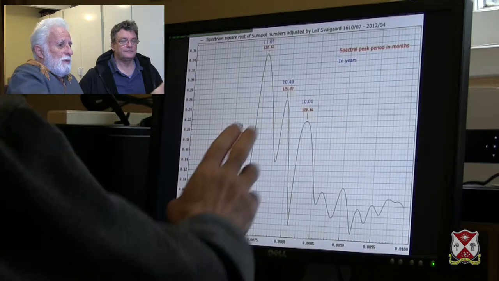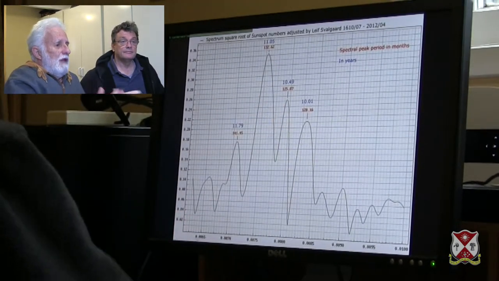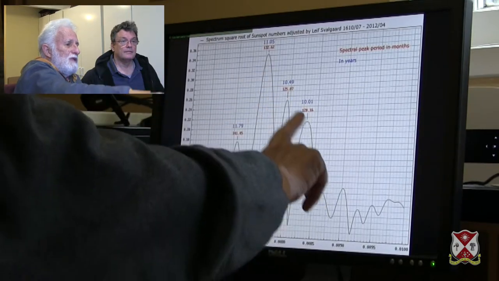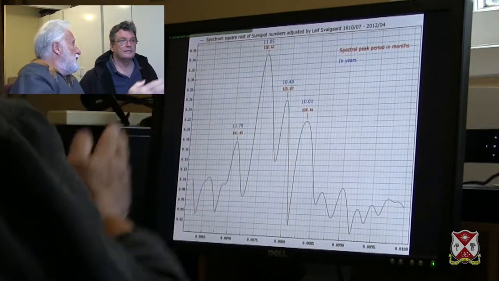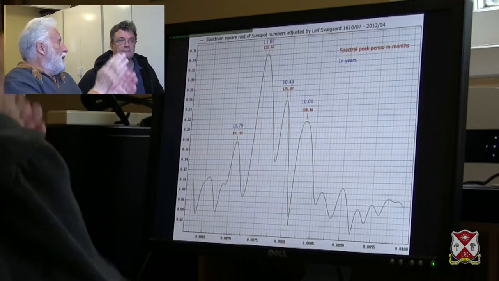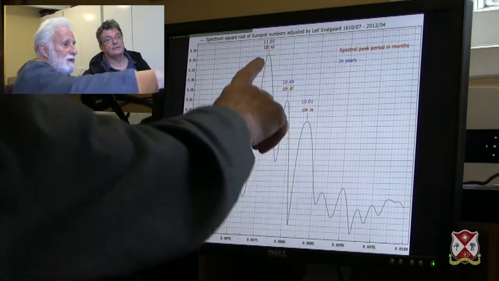Now, the other thing about these ones is they interact with each other. If we have a 10 and 11-year cycle, let's call them exactly 10 and exactly 11, after you've had 11 cycles of that one, you will have had 10 of that, and they'll come back together. If they were together at one point, in 110 years they'd be back together again. 11 cycles of that, 10 of that.